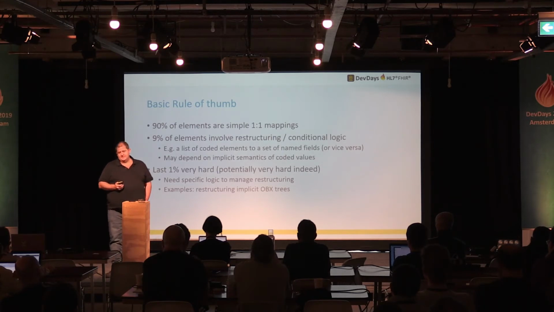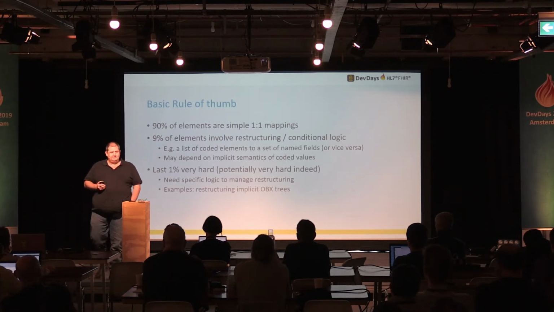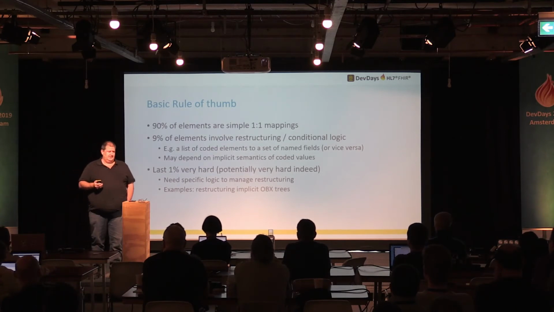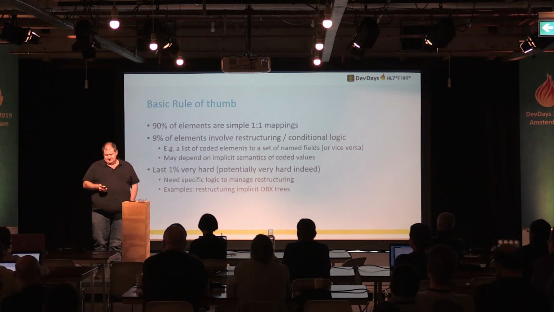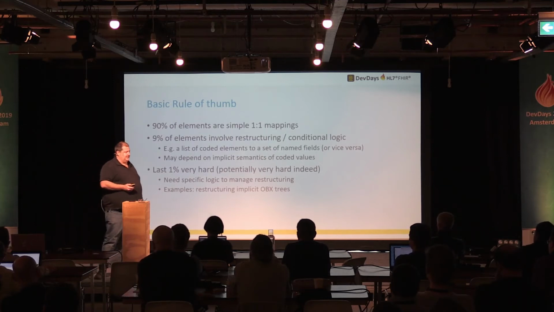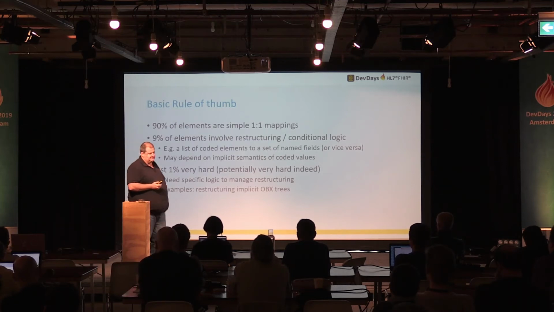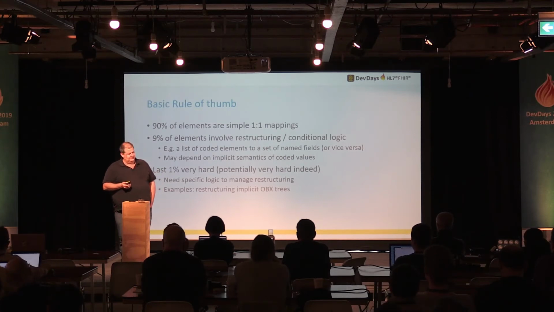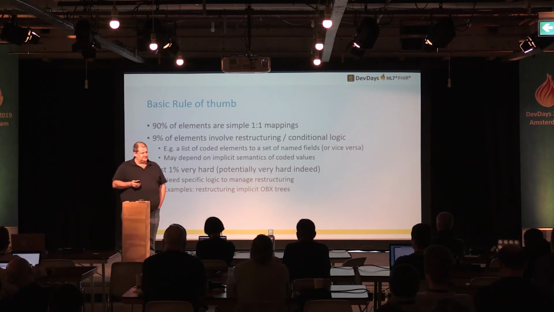So just a bit of theory then about mapping. A basic rule of thumb that I've found in my work, which is I've been transforming data, that's mostly what I've been doing. About 90% of elements are simple one-to-one mappings. There's nothing really very significant to say. It's easy. Then about 9%, what's left, involve some restructuring or conditional logic.